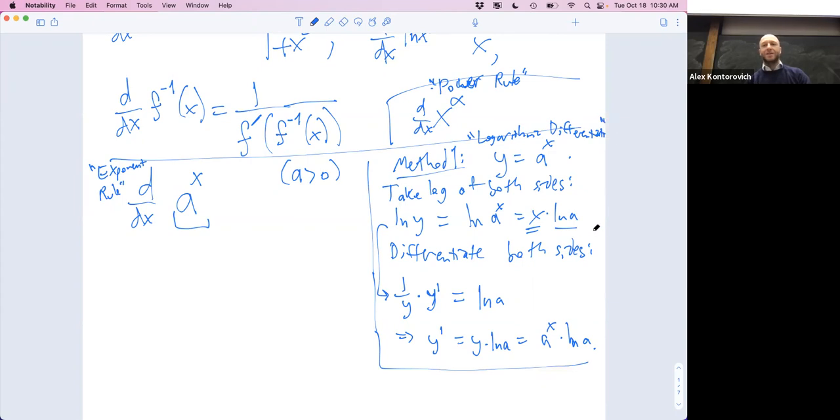Anyway, you can't read that, can you? Should I make it better? No, you know what it says. Yeah. Here. That's better. Logarithmic differentiation.